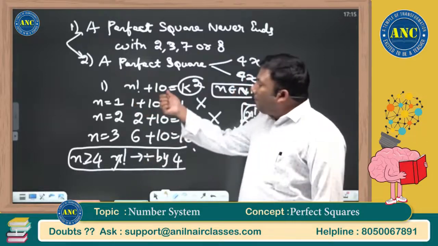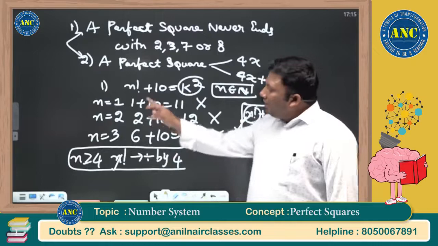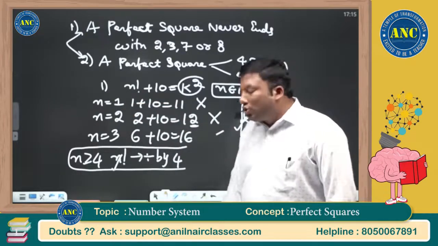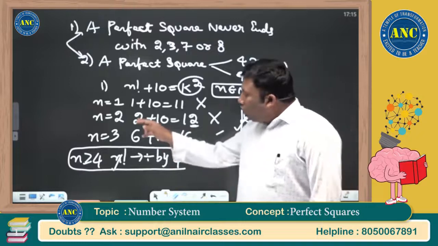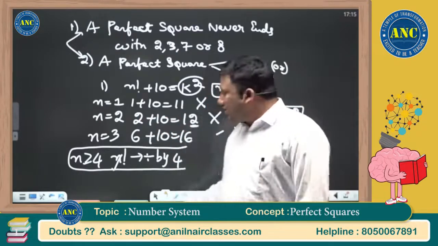N factorial plus 10 is k square. N is given as a natural number. N is 1. 1 plus 10 is 11. 11 is 4 into 2 plus 3. Not possible. 2 plus 10, 12. Any perfect square never ends with 2, 3, 7 or 8.